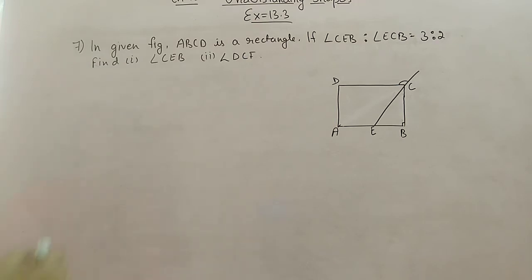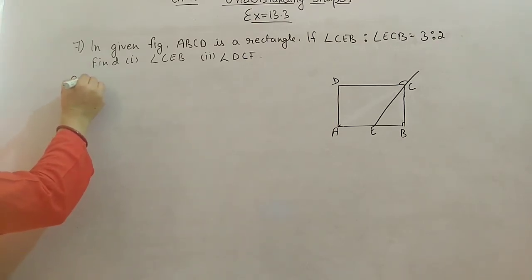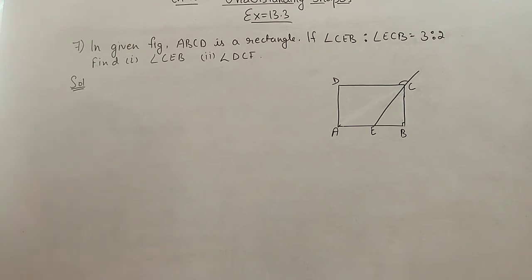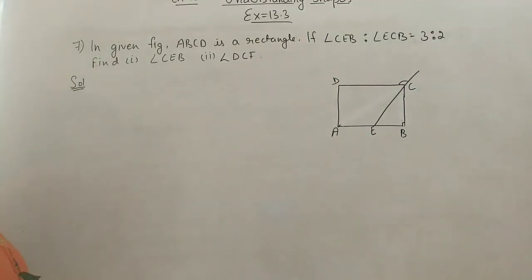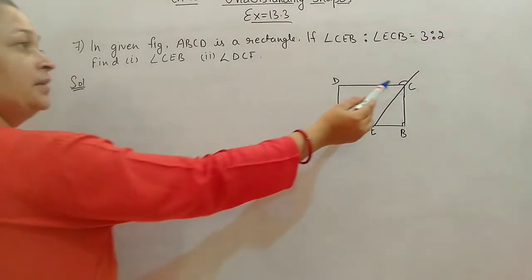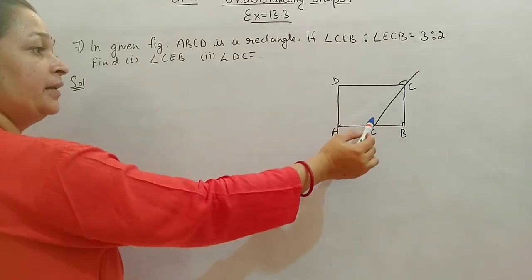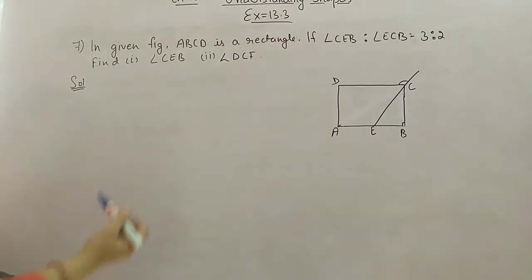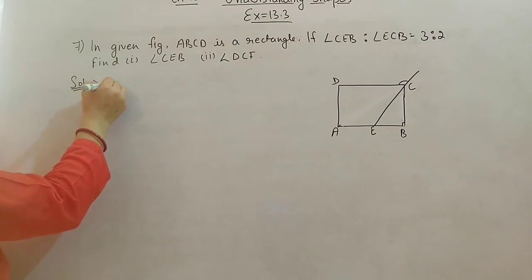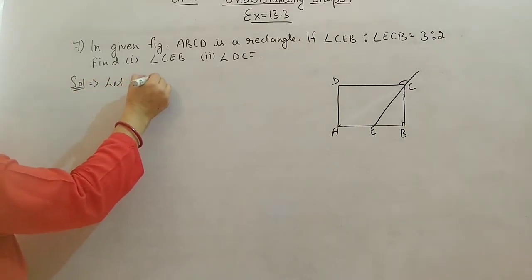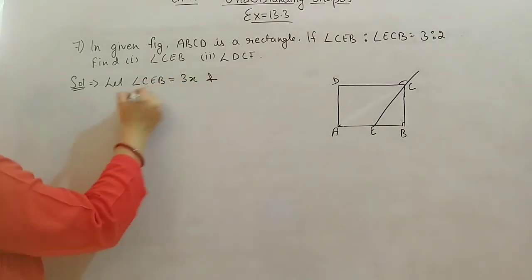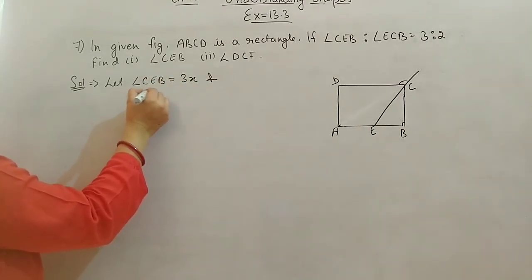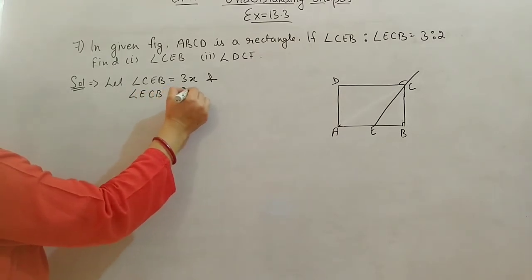Next, question number 7. In the given figure ABCD is a rectangle. It means all the four interior angles will be 90 degrees. This angle, this and this will be 90 degrees. Second thing, angle CEB and this angle ECB are in the ratio 3:2. So we will take here, let angle CEB is equal to 3x and angle ECB is equal to 2x.